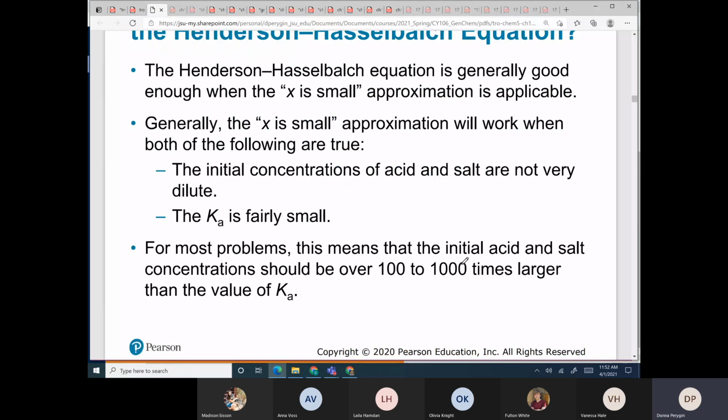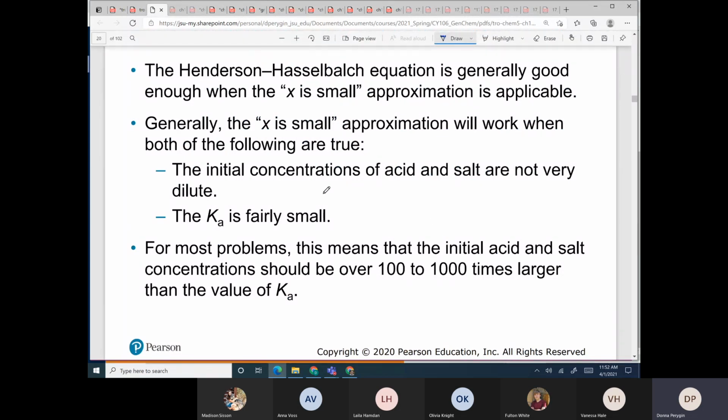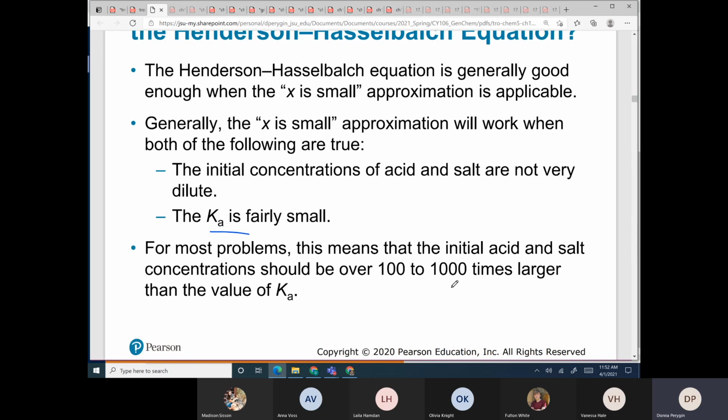All right, so this works when the x is small approximation is valid, and so when does that work? That works when the Ka is fairly small, and there's a threefold difference of Ka and the concentration. So first of all, Ka has to be less than like 10 to the minus 4, somewhere in there. And the concentration of your acid has to be 1,000 times larger than the Ka.